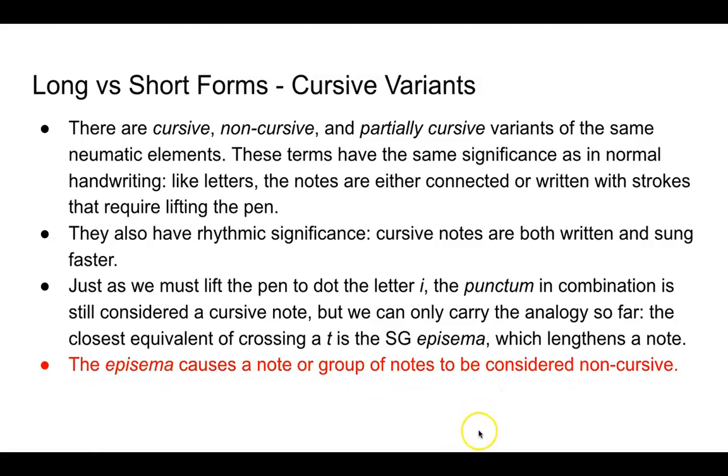So what does that mean? If you have 3 notes that are written in a cursive form and you have an epizema, which is just a horizontal bar, over that group of cursive notes, they are now considered non-cursive. So the epizema undoes the effect of that cursive note grouping and makes it long.